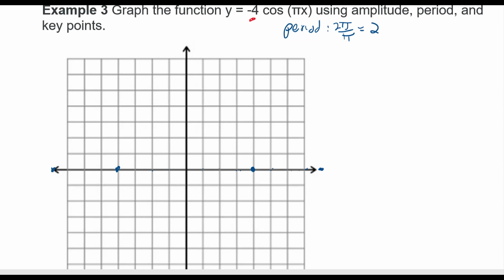So 1, 2, 3, 4 down here. And then peaks at 1, 2, 3, 4 up here. So we'll start out down here. It'll cross here. It'll peak, cross, and then bottom out again. So it's doing the opposite of what a normal cosine would do.